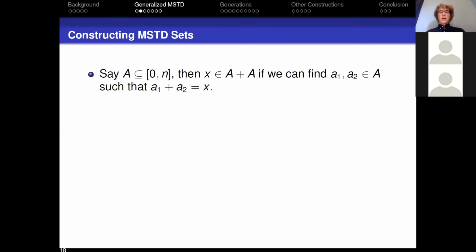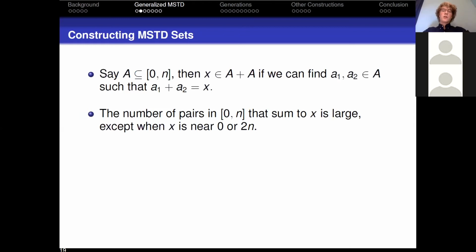So first we want to look at how we can construct normal MSTD sets. If we're looking at this, we know an element X is in the sum set if we can find two elements of A that sum to X. If X is in the middle of the interval 0 to 2n, which is the interval of all possible elements of the sum set, then there are going to be lots of pairs that can sum to X. For example, for n, which is exactly in the middle, there are about n over 2 pairs that can do this.